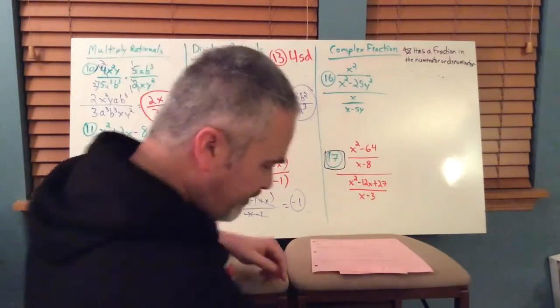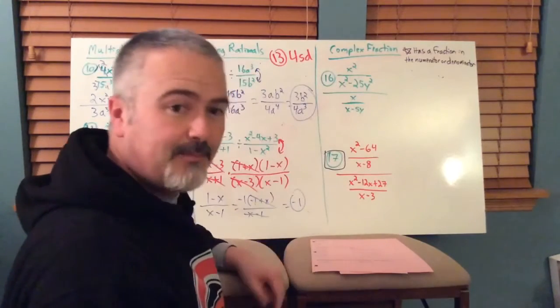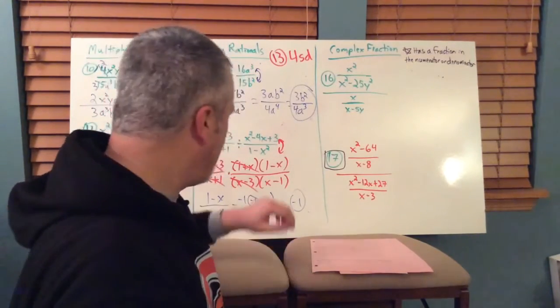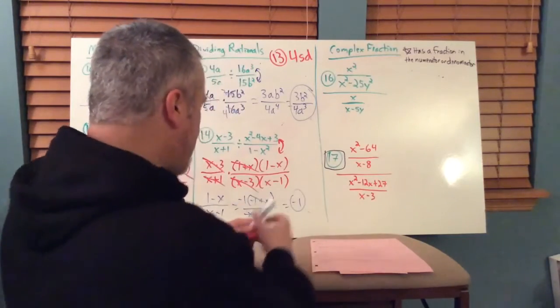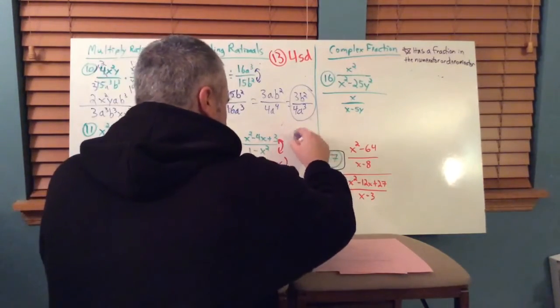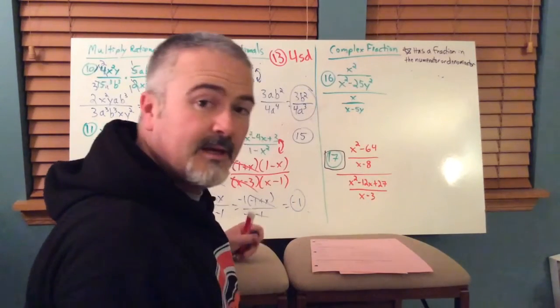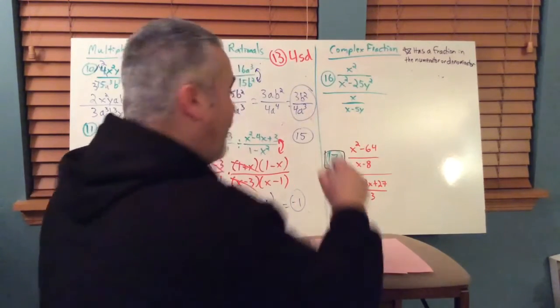All right. Actually, the next example is example 15, and if you want to pause it and try it, I have the answer for you. I'm going to write it right over here. The answer to number 15 is x plus 2 over x plus 4.